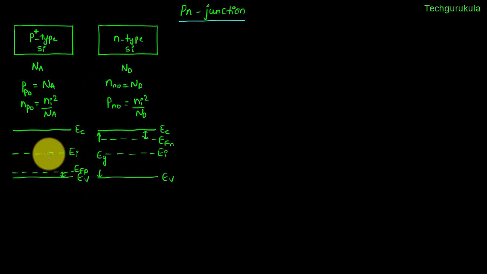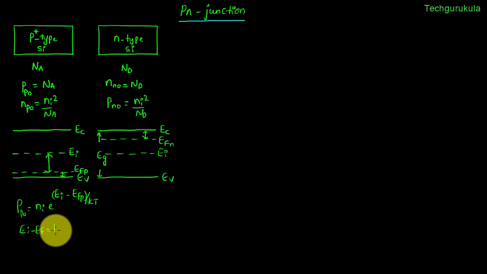Now we can find the distance between Ei and EFP because we know the hole concentration. The hole concentration is given by Ni times e power Ei minus Ef, where in this case Ef is EFP, over Kt. So we can rewrite this as Ei minus Ef equals Kt times ln of pp naught over Ni. And we know pp naught is nothing but the doping concentration on the p side, which is Na.